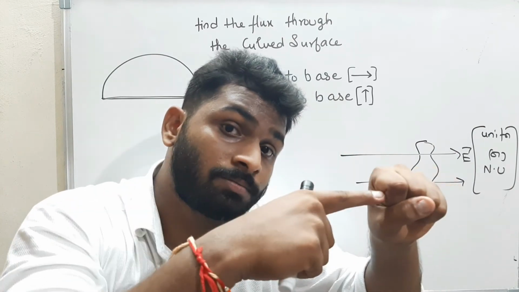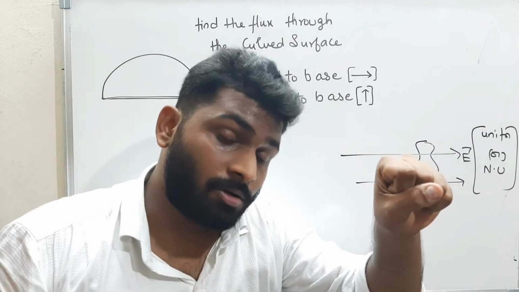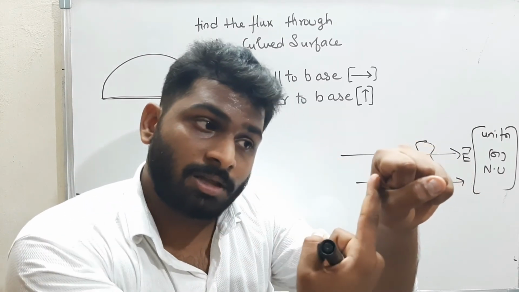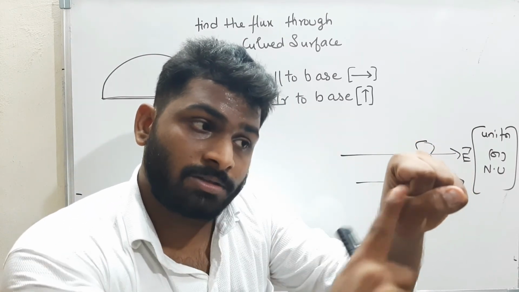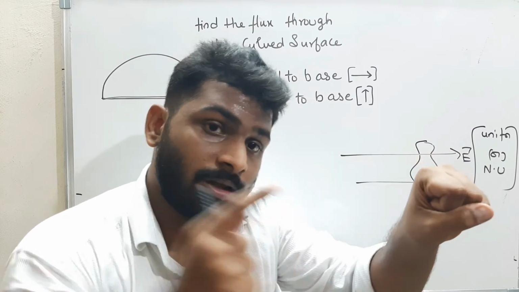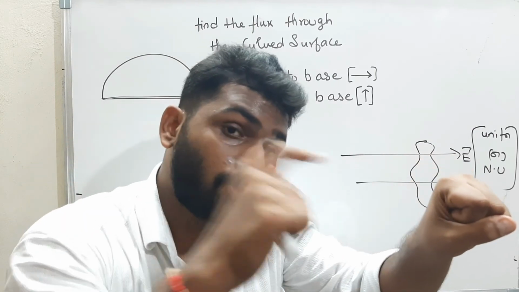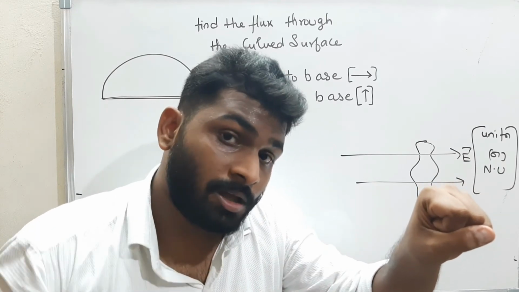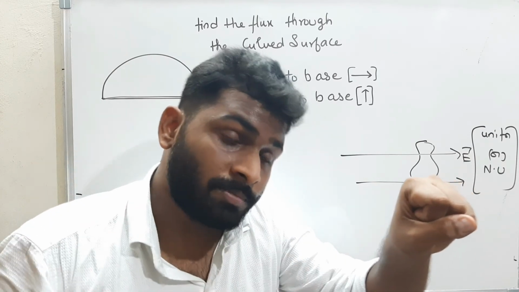Why is it negative? I told you in the electric flux video. This is the electric field direction and this is the area vector. For this surface, the area vector will always be outside. The electric field direction and the area vector are opposite. Therefore, the angle is 180, so cos theta is negative. Therefore, the flux in is negative.